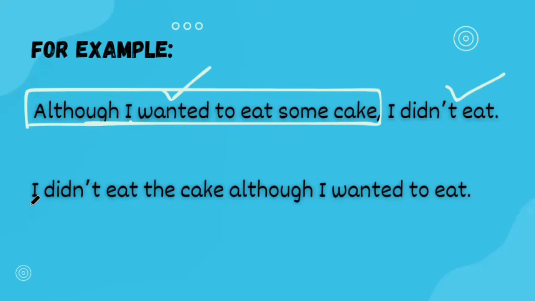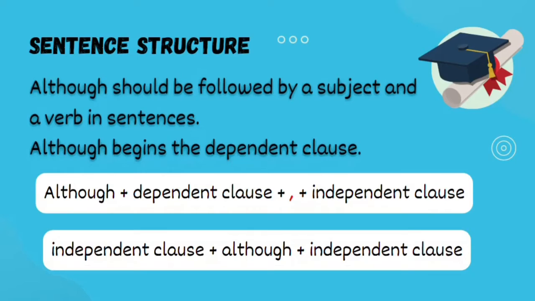Now let's see this one. I didn't eat the cake, although I wanted to eat. Here we used although at the beginning of the sentence, and here we are using it in the middle of the sentence. Both of these sentences have the same meaning, so we can use although in either way. I didn't eat the cake, although I wanted to eat. Got it? So both of these sentence constructions are correct. But to make it more precise, more clear, I have written it like this. So you can just copy it down in your notes and follow the same structure. Now, let me just explain it a little further.